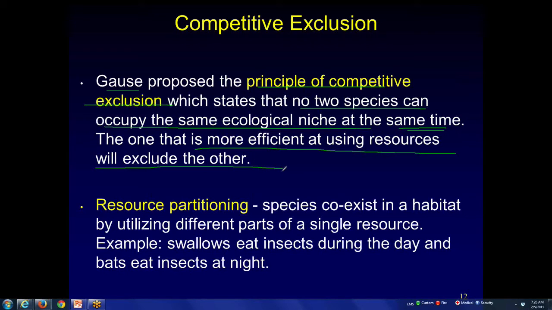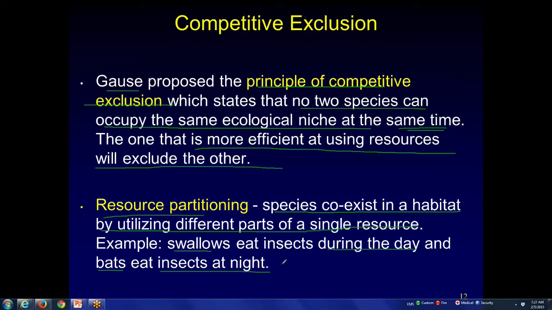So maybe the gray squirrel winds up winning. Resource partitioning is the idea that species coexist in a habitat by utilizing different parts of a single resource. So for example, although swallows and bats eat the same things, they actually have a very similar niche. The difference is swallows eat during the day and bats eat at night.